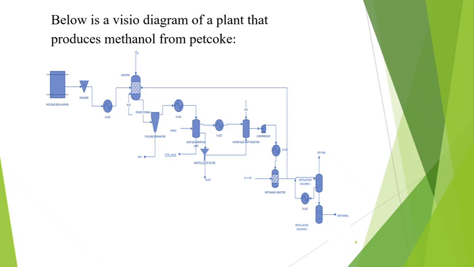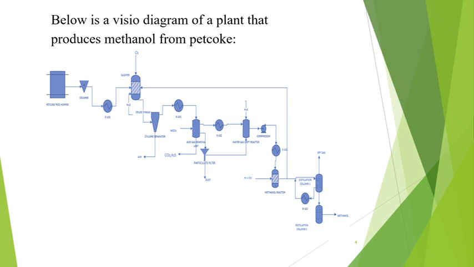The fine pet coke particles are fed into a gasifier along with oxygen and steam under high pressure and temperature. The pet coke reacts to produce a crude synthesis gas, primarily composed of carbon monoxide and hydrogen.